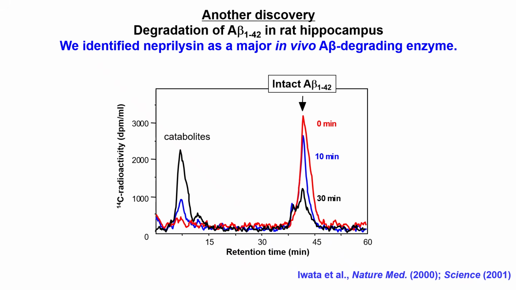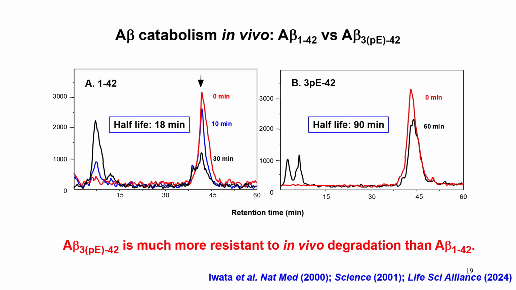We thus analyzed Aβ1-42 metabolism by injecting internally radio-labeled Aβ into rat hippocampus and have identified neprilysin as a major in vivo Aβ-degrading enzyme. We then tested our hypothesis that Aβ3PE42 may be metabolically more stable than Aβ1-42 in vivo.